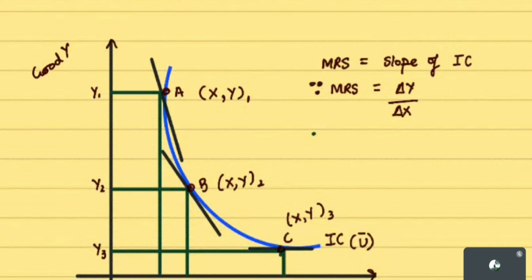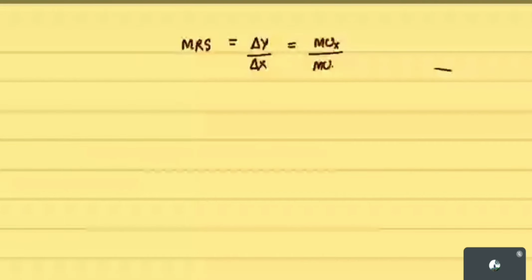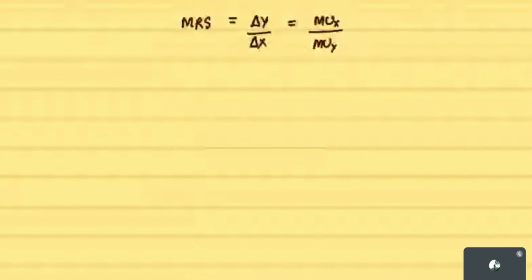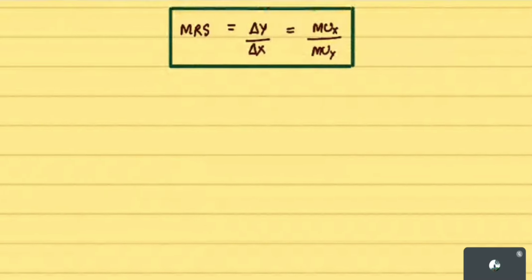Now you might get the question of how this particular slope is equal to the ratio of the marginal utilities for good X and good Y. How come this MRS is related or equal to this slope with respect to the marginal utility of X and Y? How come these are equal to each other? So we'll derive it and prove it. Okay, so let's consider a utility function.